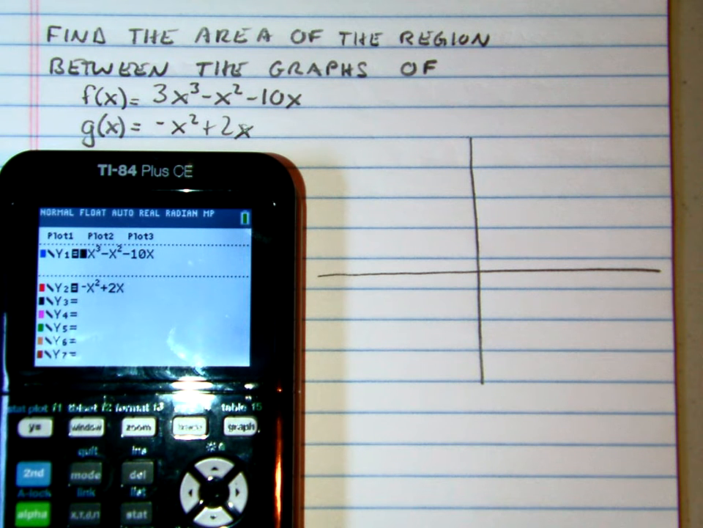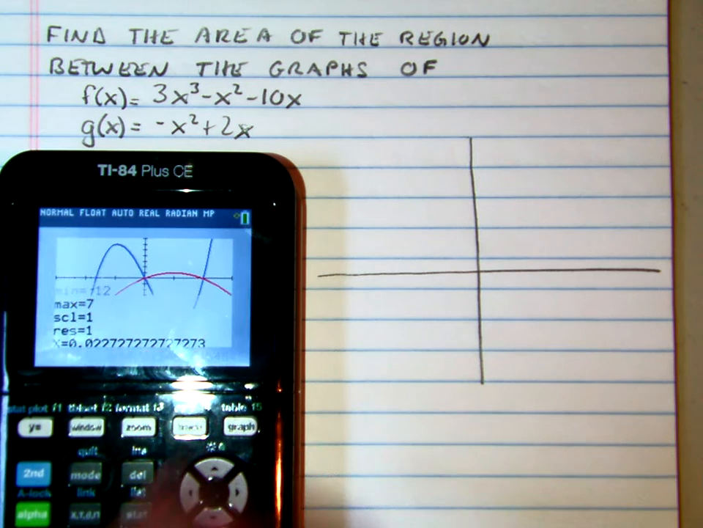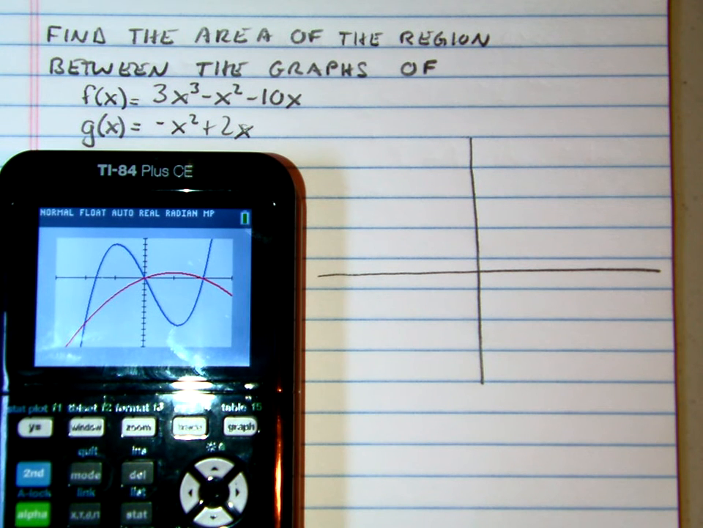Alright, the example for today is we want to find the area of the region between the graphs of f of x being 3x to the third minus x squared minus 10x, and g of x being negative x squared plus 2x. So I already have the two equations in my y equals screen. I already set up a window so I can nicely see what's relevant to this particular problem, and we get a graph that ends up looking like this.